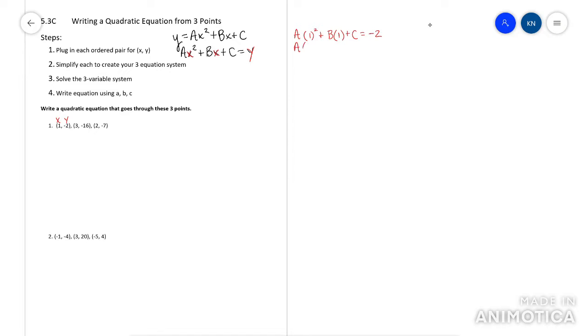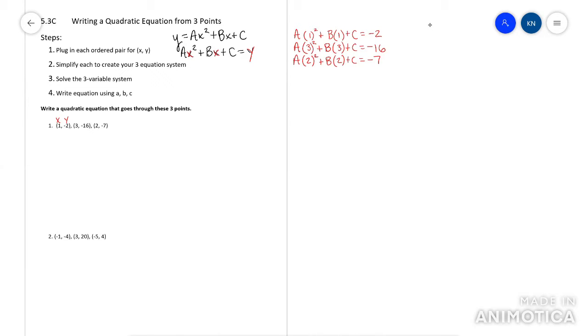All right, now you can do that again for all of these. So like a times 3 squared plus b times 3 plus c equals -16. And a times 2 squared plus b times 2 plus c equals -7. All right, so this is how you start. You just plug in x and y into this equation.